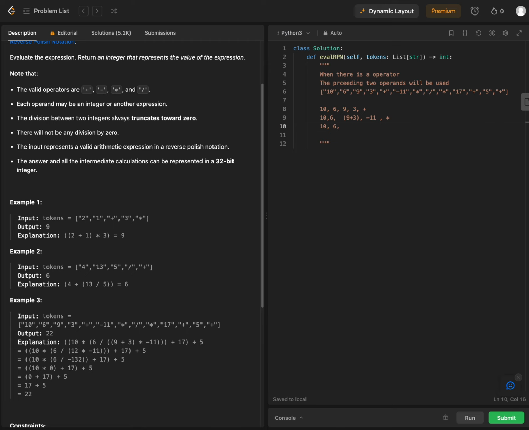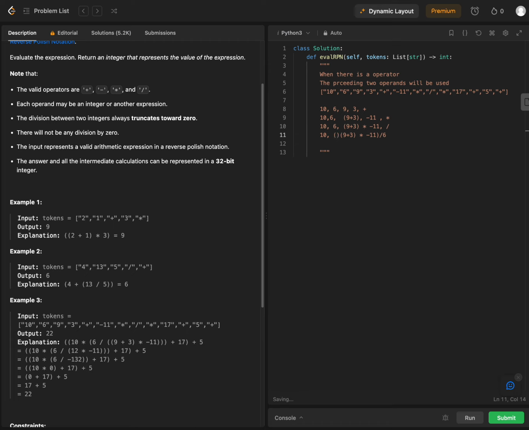Then let's move this down. 10, 6, 9 plus 3 multiplied by negative 11, right? And then now we have another operator, which is a division, right? So now we want to take a look at this one and this one. So what we're looking at now is 9 plus 3 times negative 11, divided by this. So we take this, we have 10, comma, this divided by 6, right?